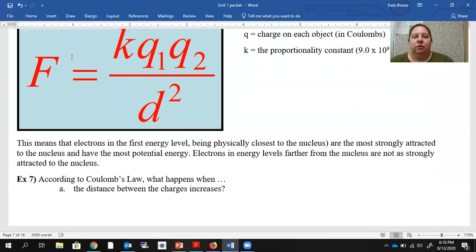This idea of Coulomb's law, we are going to use it to explain pretty much everything. So we're going to get to that in our next video.